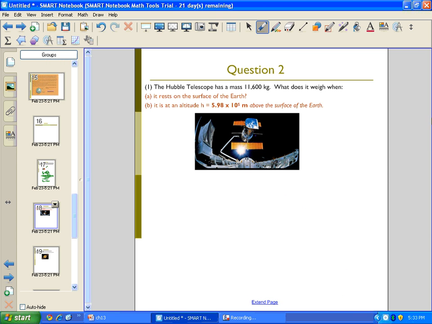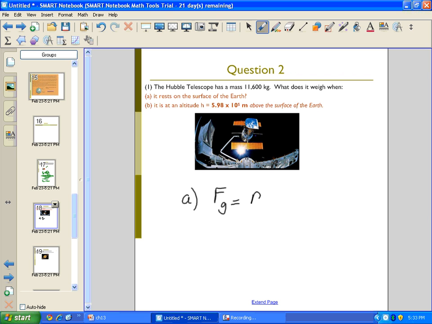Next question. Here, we are told that the Hubble Space Telescope has a mass of 11,600 kilograms, and we'd like to know what it weighs in the following two circumstances. Well, the first part says it wants the weight, which we also know is the force of gravity, when Hubble is on the surface of the Earth.